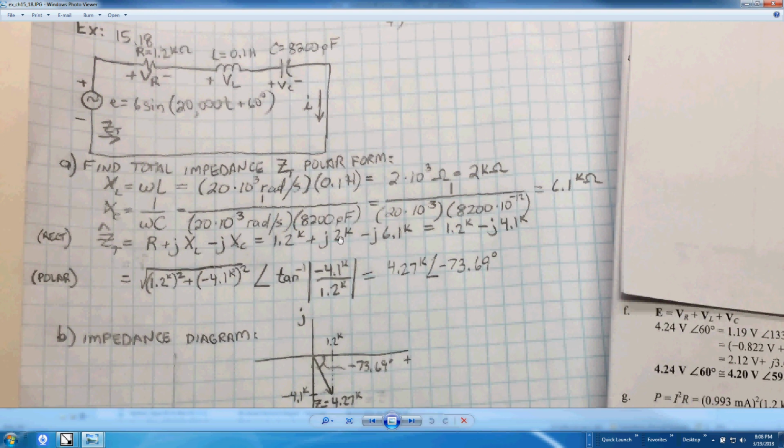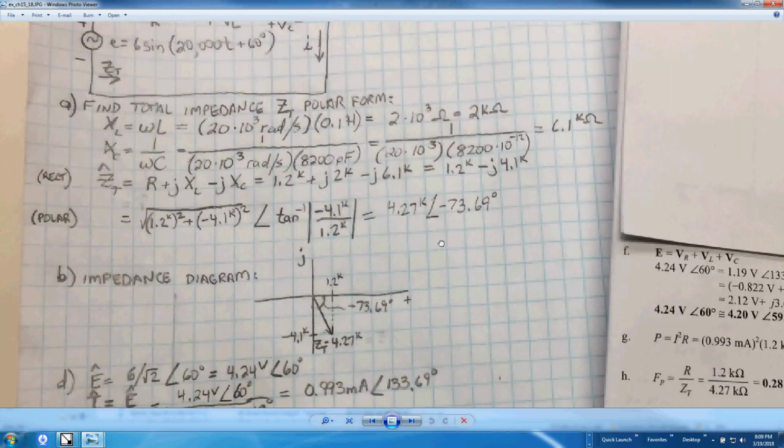So in rectangular form, you add them together like we did before, and you combine the J terms, so the 2 minus 6.1 ends up being negative 4.1 K. Don't forget all the Ks. To convert to polar form, which is what the problem asks for, you do the square root of this term plus this term squared with the angle of negative inverse tangent of 4.1 K over 1.2 K, and then it results in this answer.